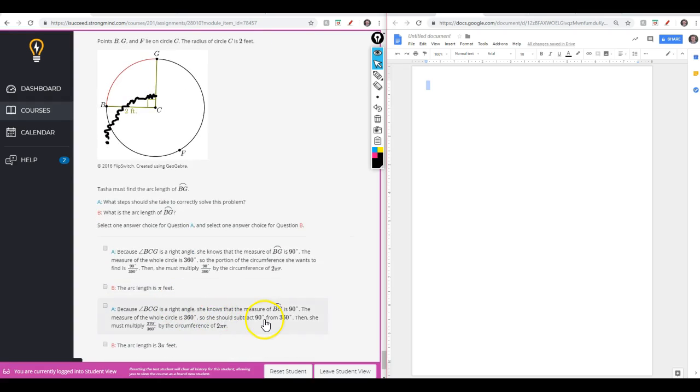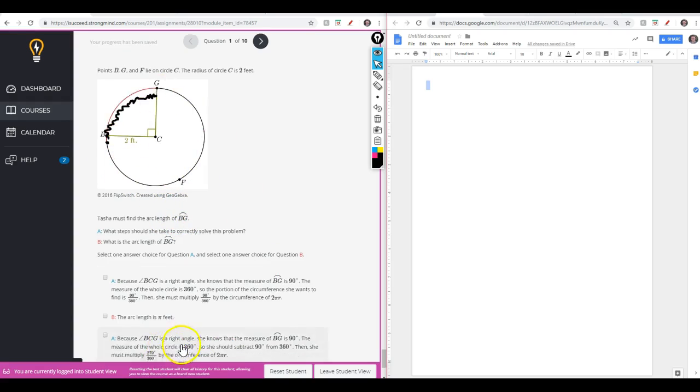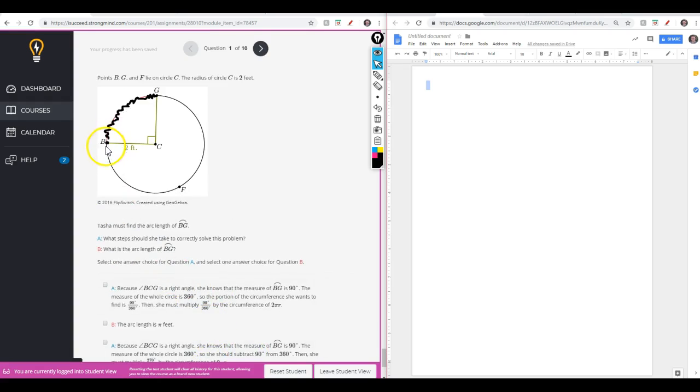Okay, so the other option is to subtract 90 from 360, then multiply 270 degrees by the circumference of 2 pi r. So the question is, does she want the major arc or the minor arc? If it wanted the major arc, it would say BFG, and that's when you would subtract the 90, because you would want this whole distance, which covers the 270 degree rotation, the distance you would walk outside of the circle if you were to go 270 degrees from your starting to your ending point.